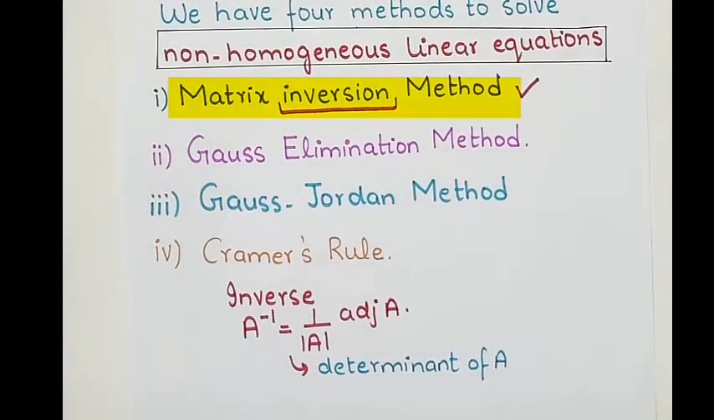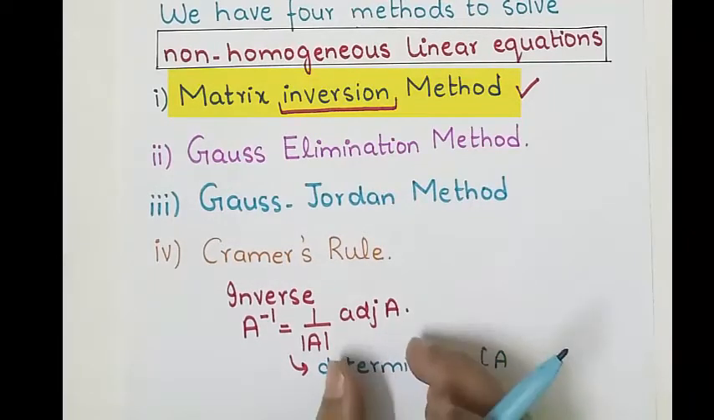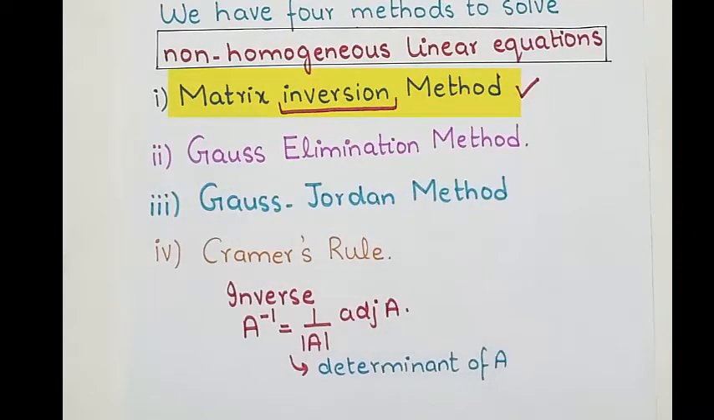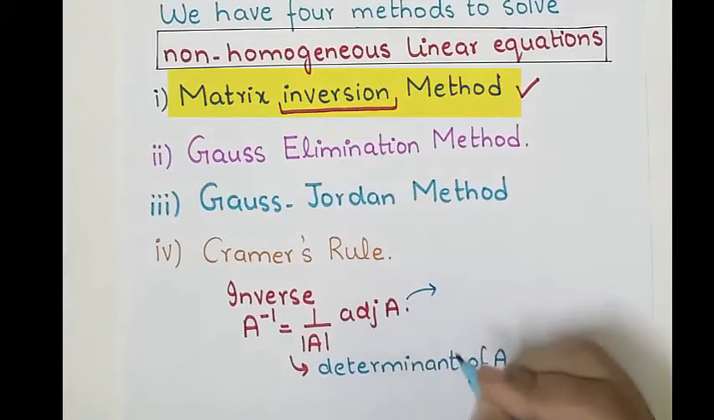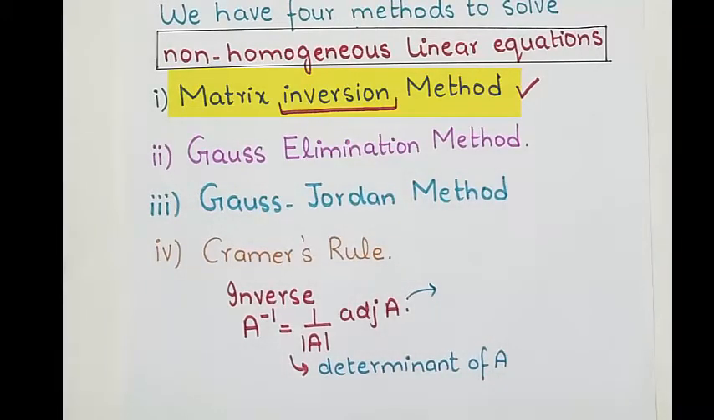And what is meant by adjoint of A? I have made a complete video on how to find the adjoint of a matrix. You can watch that video for better understanding. I have dropped the link in the description box. Shortly I will tell you what is adjoint of A.